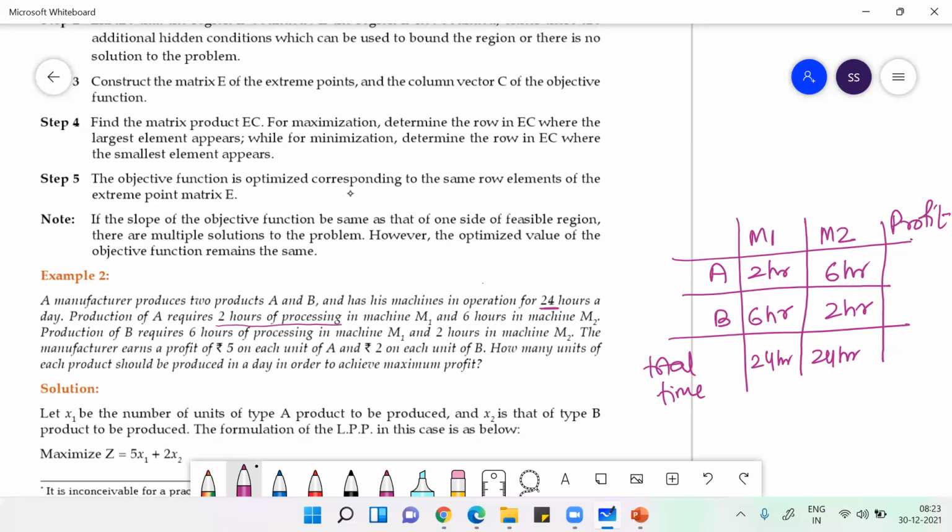And the profit is given to you. Profit on 1 unit of product A is 5 rupees. Profit on 1 unit of product B is 2 rupees. Clear, everyone? So the question is: how many units of each product should he manufacture in a day to maximize the profit?